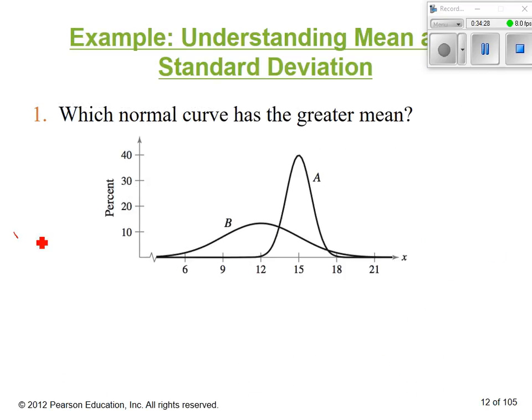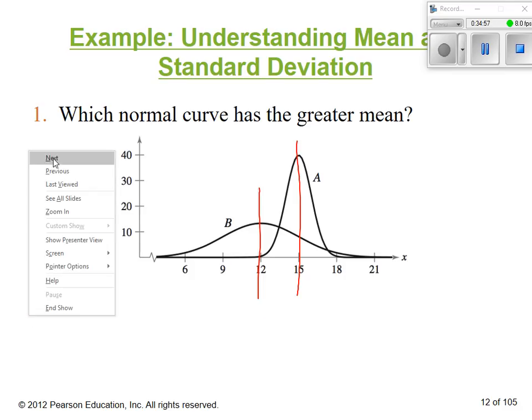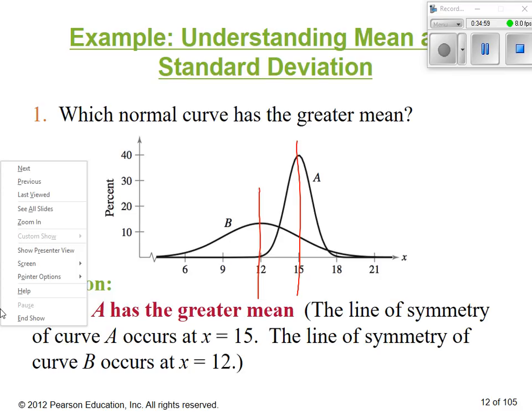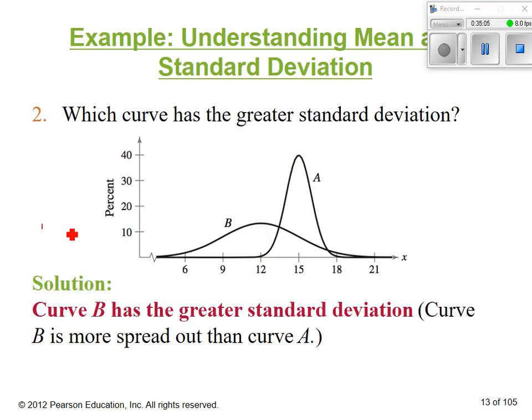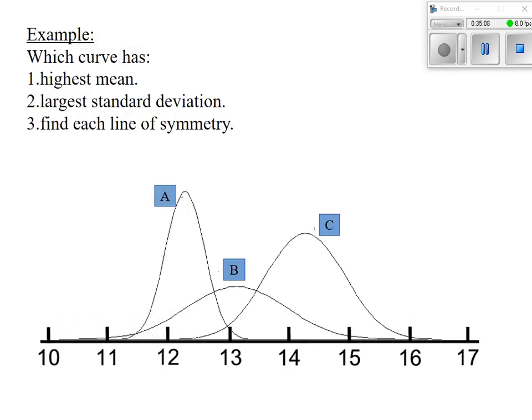On this, which curve, A or B, has the greater mean? A. How do you know A's got the bigger mean? Because it's farther to the right. The mean would be right in there. Looks like the mean's probably 15 on that one. What's the mean look like on the other one? Probably about 12. Which one's going to have the bigger standard deviation? B would, because it's more spread out. B has a bigger standard deviation.